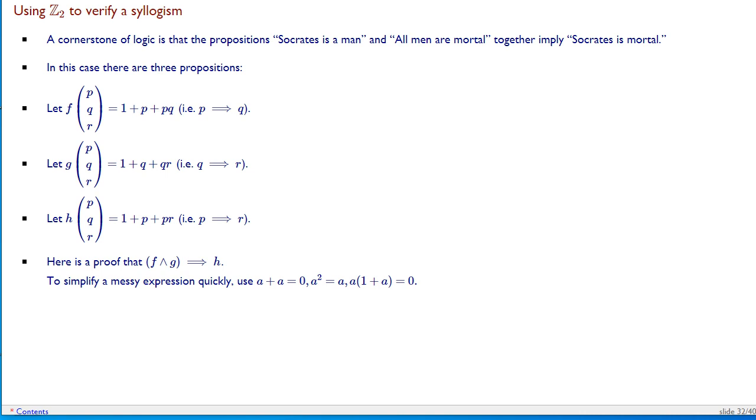Okay, so we have to prove that F and G implies H. Let's start out with F and G. F is 1 plus P plus PQ. G is 1 plus Q plus QR. And you now think, I can subcontract this to an 11-year-old. You multiply this out, replace p squared by p when it turns up because there are no exponents greater than 1. And you get an expression involving 5 terms.